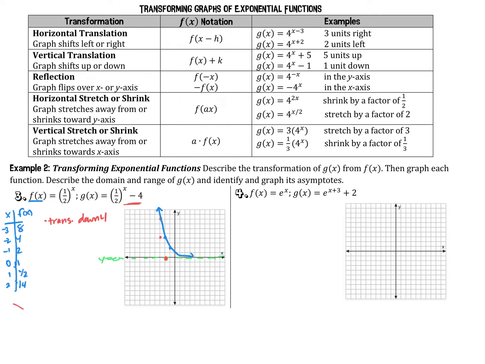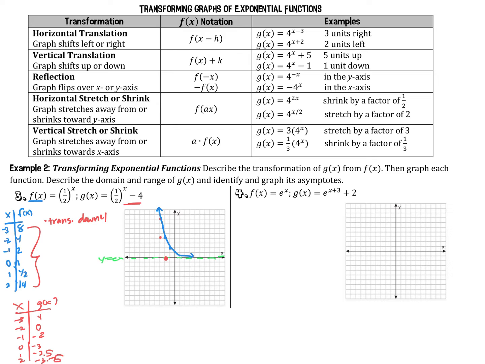Another way that you can think about that is you can actually use the exact same table, -3, -2, -1, 0, 1, 2, and you can actually subtract 4 from each of these y values to get your new y value. So that would be 4, 0, -2, -3. Some fractions, but not that big of a deal, -3.5, -3.75. So that's going to give you an idea of all of the points from your graph.